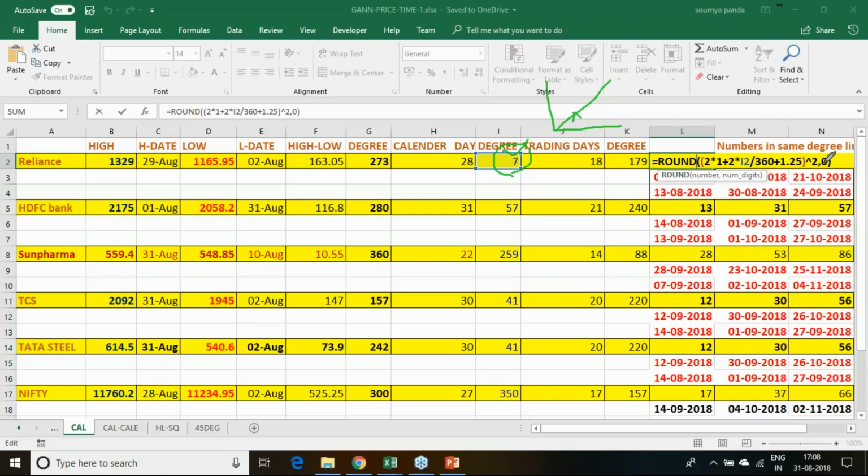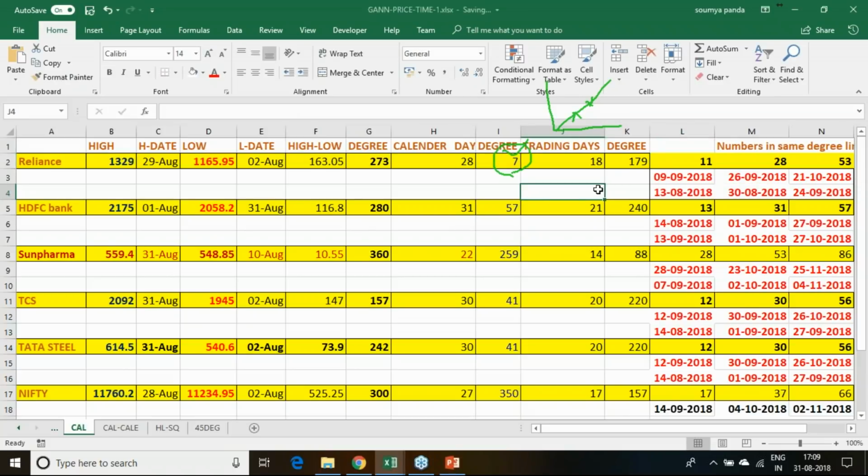So just to round it off, I am saying that you just give me a whole number. I don't want it in the decimal format. So that's why I'm using this round function in Excel. So the second number will be 2 into 2 and the remaining things will remain the same. The third number in this particular trend line will be 2 into 3 and all remaining things will remain the same. So by this process, I am calculating the numbers in the same degree line. So these are the two formulas we are using.